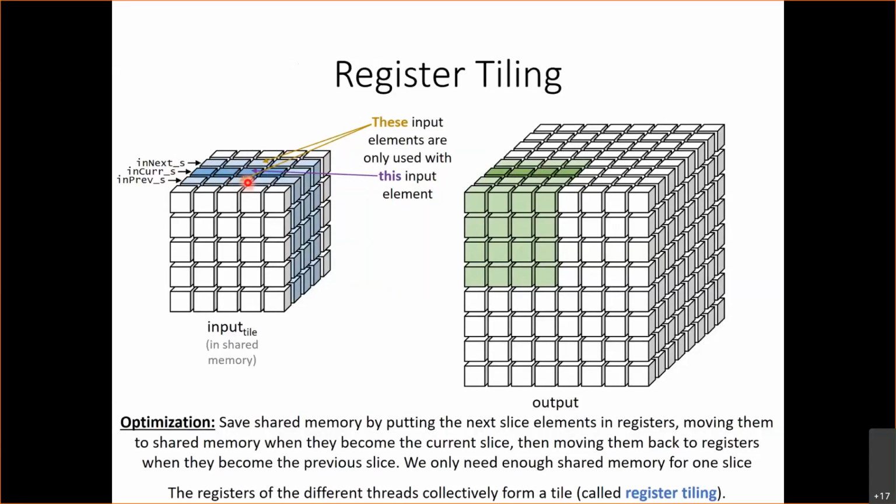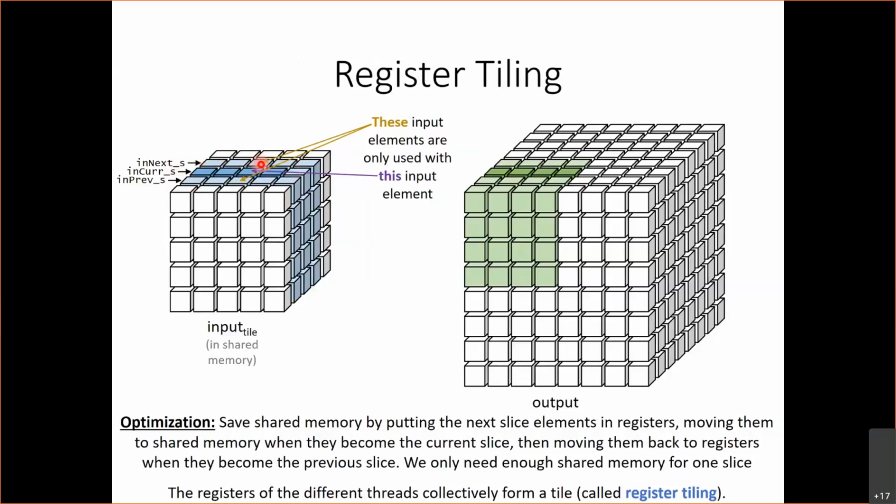So based on this observation, what we said is, rather than storing all three planes in shared memory, what we would do is we load the next plane into a register, and then when it becomes the current plane, we move the register to shared memory, and then when the current plane becomes the previous plane, we move that shared memory back to a register.